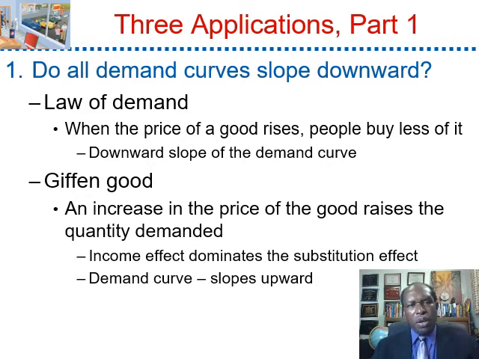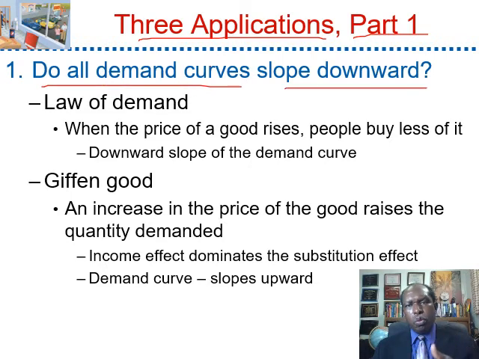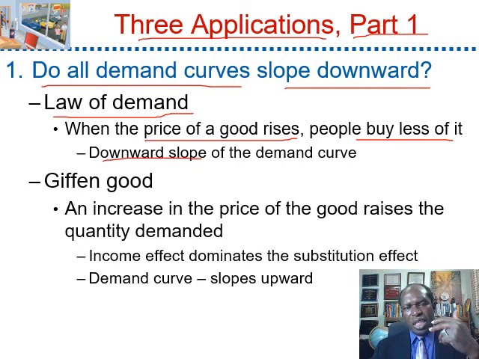So let's talk about three applications, part one. The first application: do all demand curves slope downward? We can recall from the law of demand that whenever the price of a good goes up, people buy less of that good. So the demand curve slopes downward, which is a negative slope. So there is a negative relationship between quantity demanded and the price of the good.